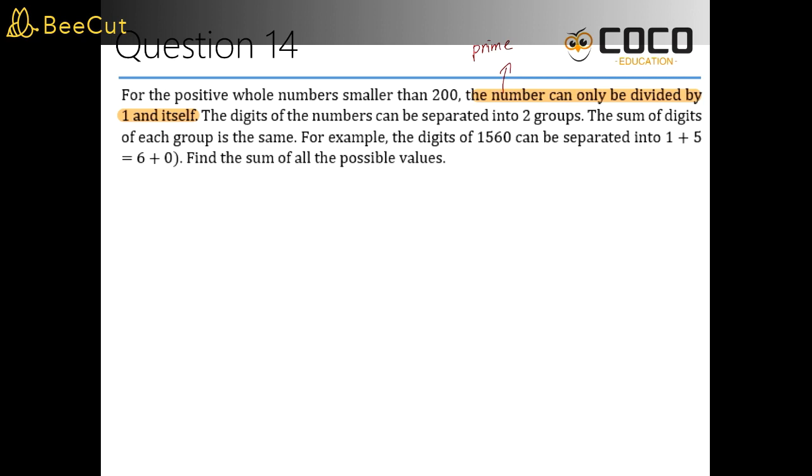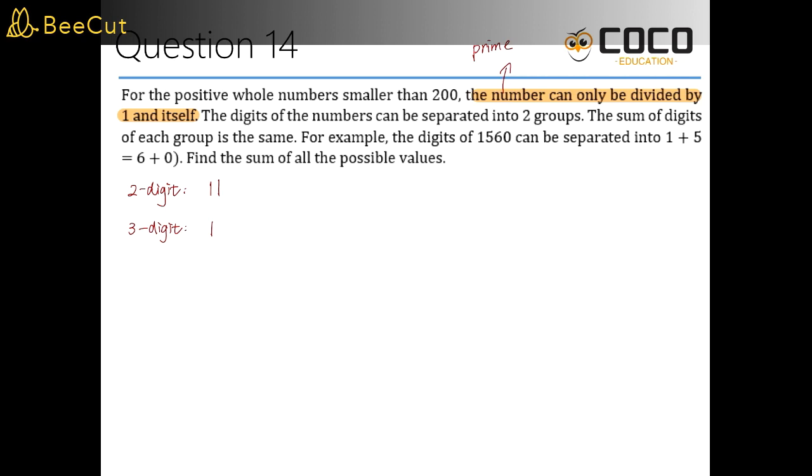So first we know it cannot be a 1-digit prime number because 1 digit cannot be separated into 2 groups. So for 2 digits, the 2 digits have to be the same in order to be 2 groups of the same value. Then out of the numbers 11, 22, 33 all the way to 99, only the first one is prime. So only 11 is prime. Now for 3 digits, they're asking less than 200. So we have to check. The first digit is fixed, it can only be 1.